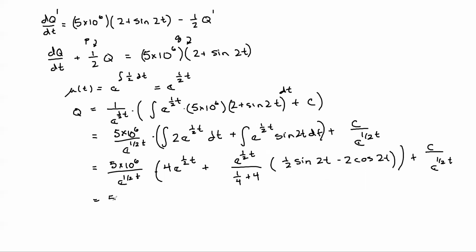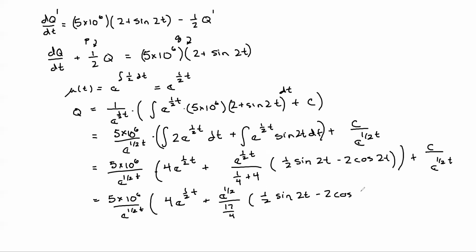So this is 5 times 10 to the 6th over e to the 1/2 t. And then we're going to multiply by 4 e to the 1/2 t. E to the 1/2 t again. This is going to be 17/4 times 1/2 sine 2t minus 2 cosine 2t.